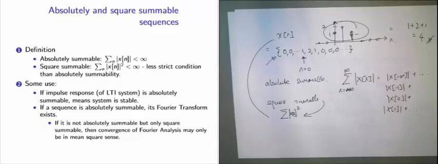So we're always asking you to check whether the sequence is absolutely summable. And if it is, then the system, as you'll realize later on, is stable. What do I mean by the system being absolutely summable? It is the impulse response that we are talking about.